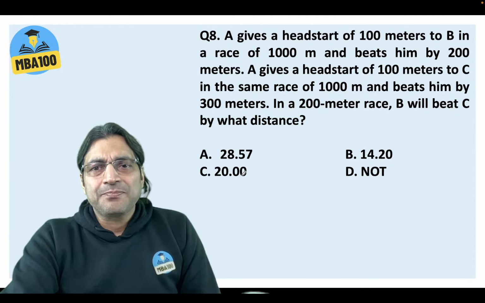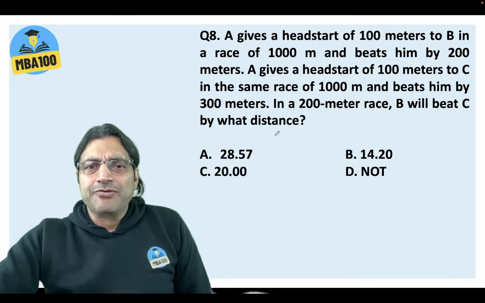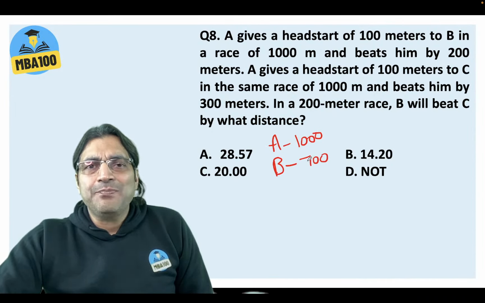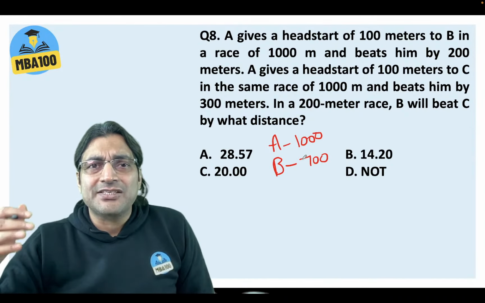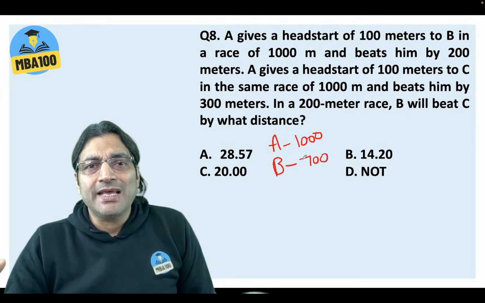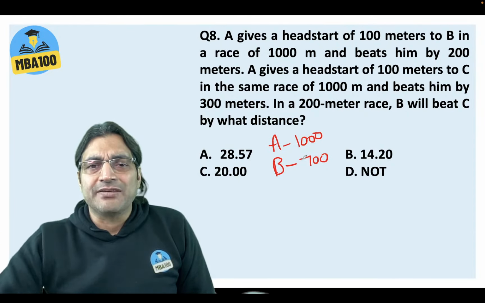Age-old question. Okay. So straight away it could have been done that when A does 1000 meters, B does 700. And why does B do 700? Because he gets a head start of 100 and he still loses by 200 meters. So when A runs 1000 meters, B actually runs only 700 meters.